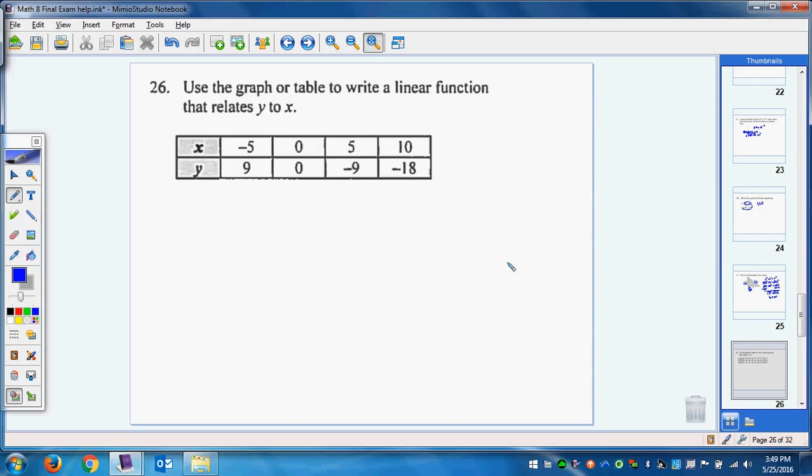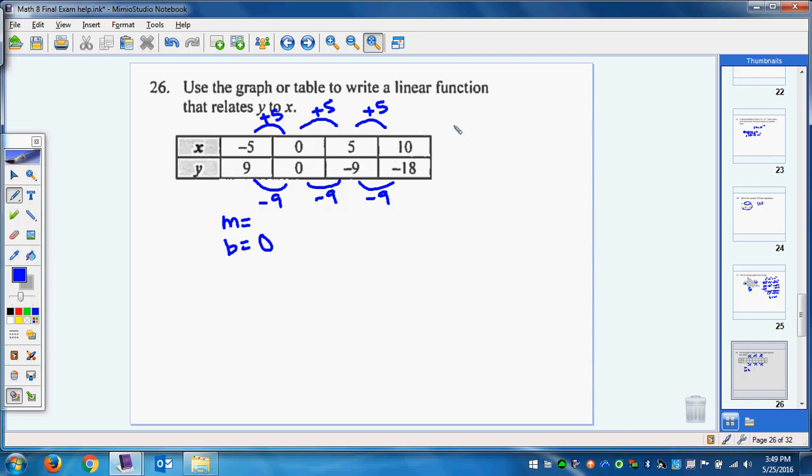Use the graph or table to write a linear function that relates y to x. So it just really wants m and b. I notice that I've got an ordered pair of 0, 0, which tells me that it is starting at the origin for my starting point, my y-intercept. So that y-intercept is just simply 0. And the way we did it again here was noticing what happens. This is an increase of plus 5, plus 5, plus 5. Here is a decrease of minus 9, minus 9, minus 9. So at least it's constant, which means it is obviously linear.